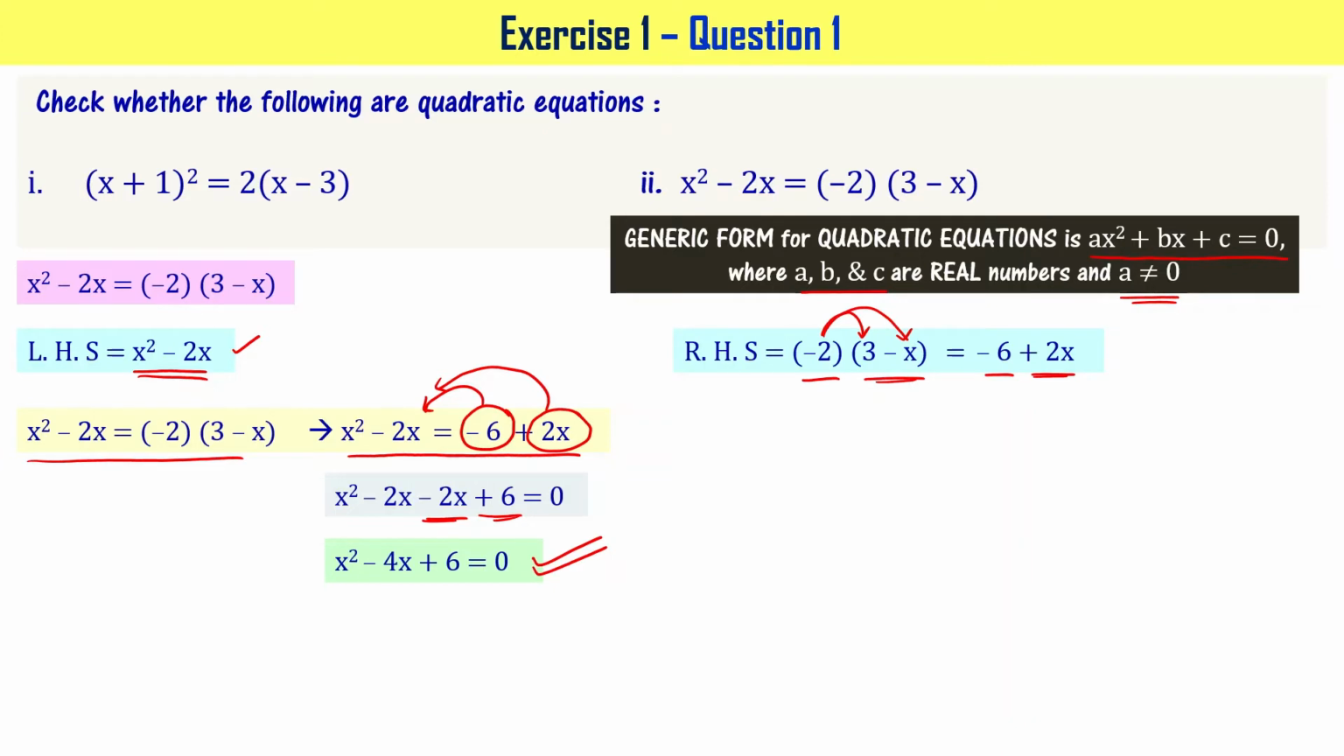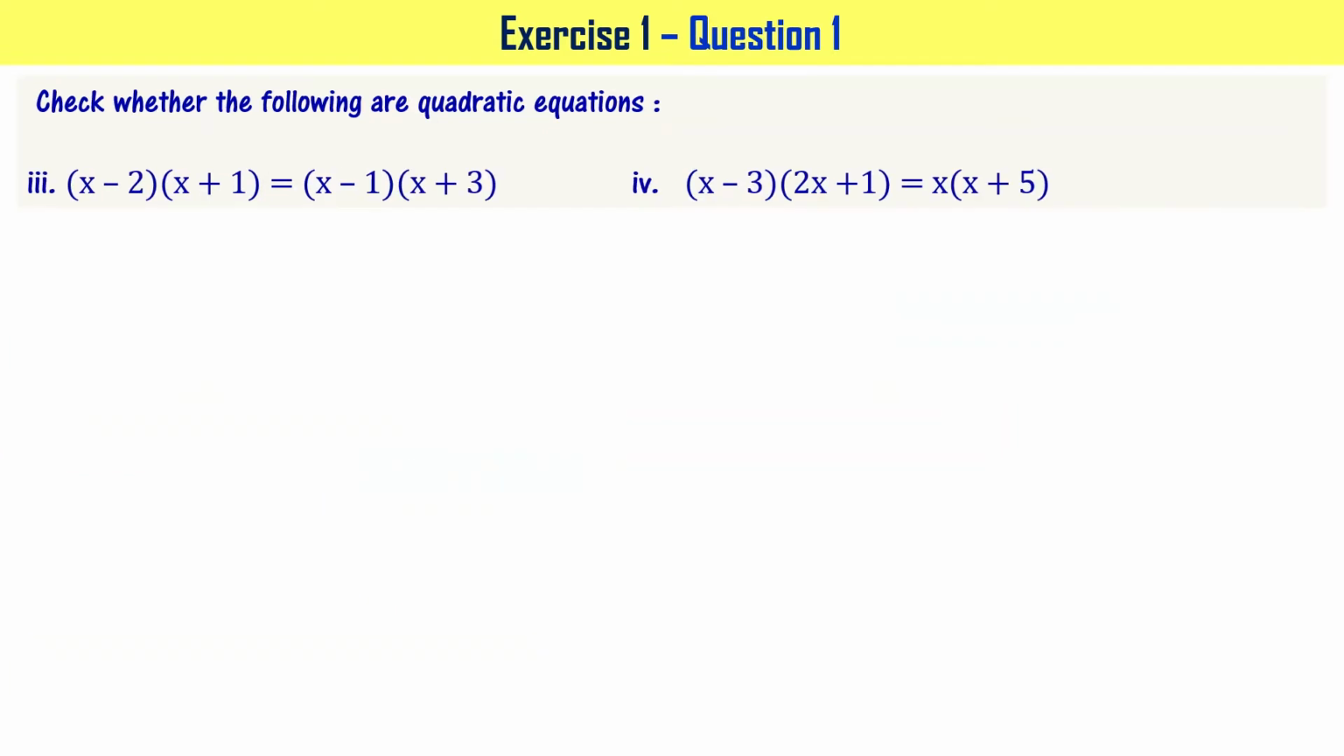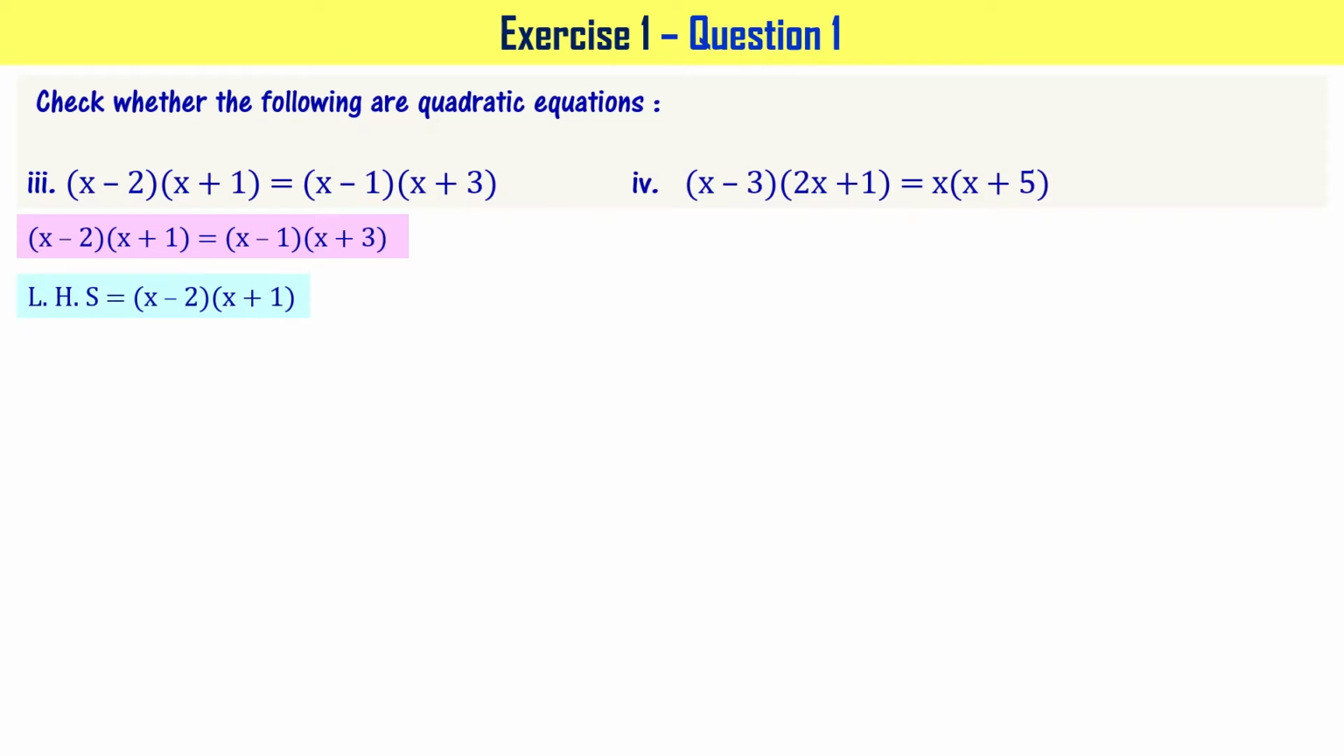For that reason, we say that the given equation x square minus 2x equal to minus 2 times 3 minus x is a quadratic equation. Got it? Let's look at the third part of the problem, that is x minus 2 times x plus 1 equal to x minus 1 times x plus 3, right? What is LHS? X minus 2 times x plus 1, right?